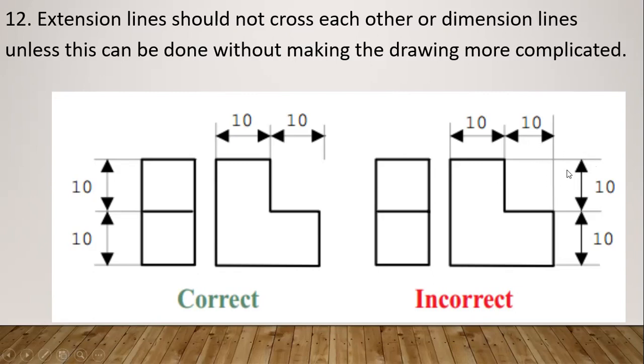This extension line is describing the dimension, this 10, from this line over here to this line over here. And this other 10 here is giving the dimension between this line and this other line. We can see it's crossing, and we want to avoid that in every drawing you produce.